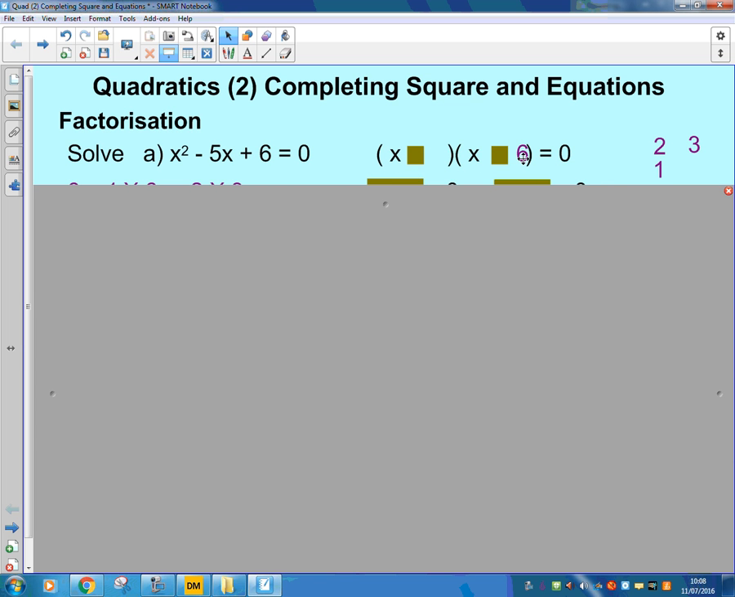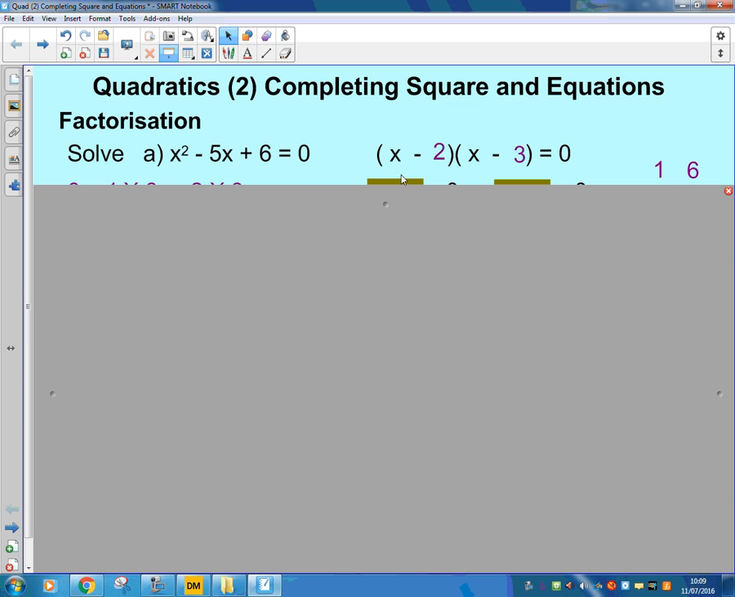So the thing you're looking at here is that if you want a plus 6, it means the signs must be the same. So instead of having two numbers which subtract to give us the 5, I want two numbers that add to give us a 5. So what I want is the 2 and the 3. So again, I want to multiply to plus 6, so the signs must be the same. I want to get minus 5x, so they must both be minuses.